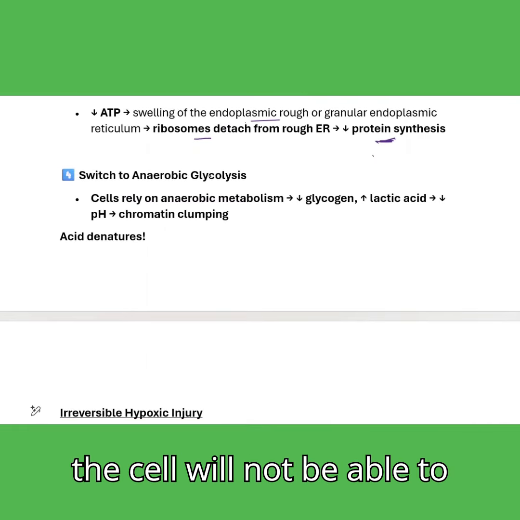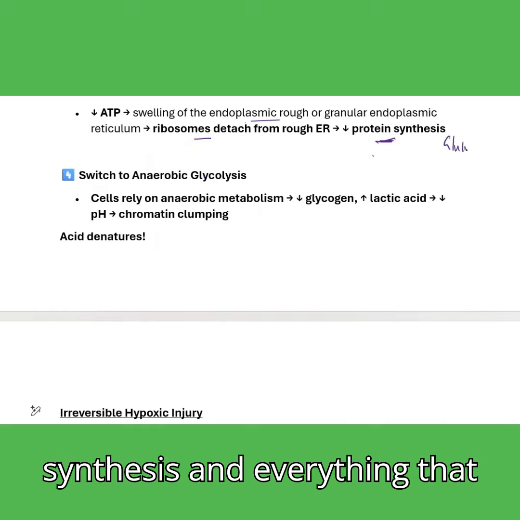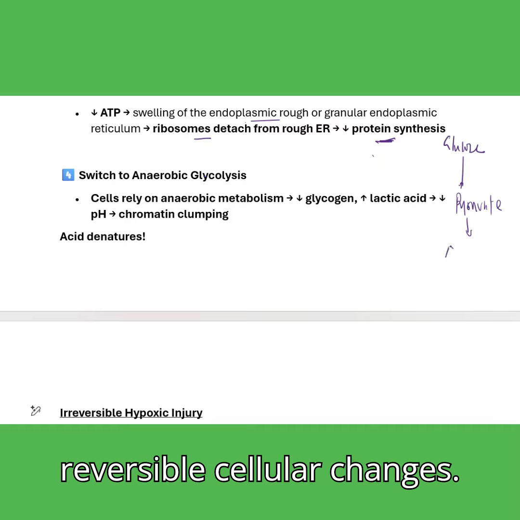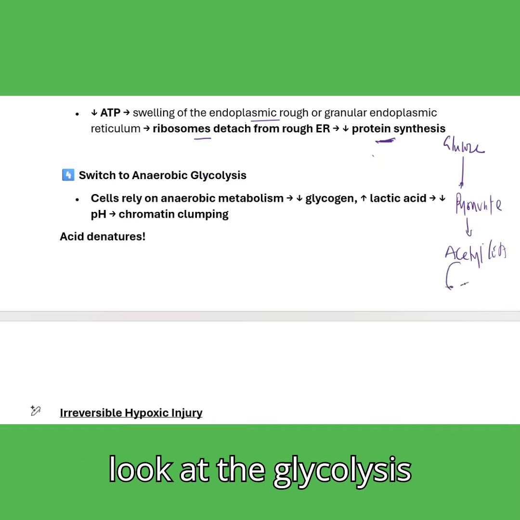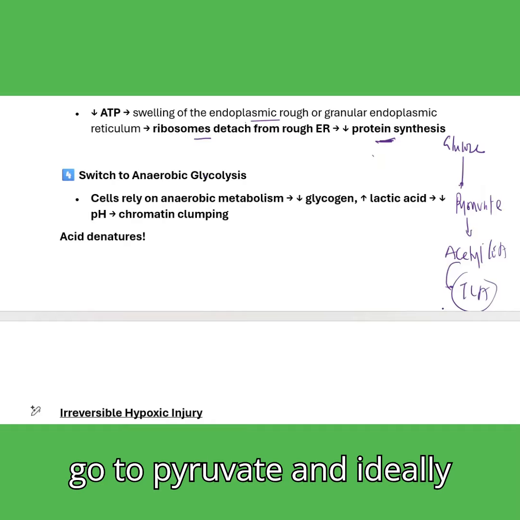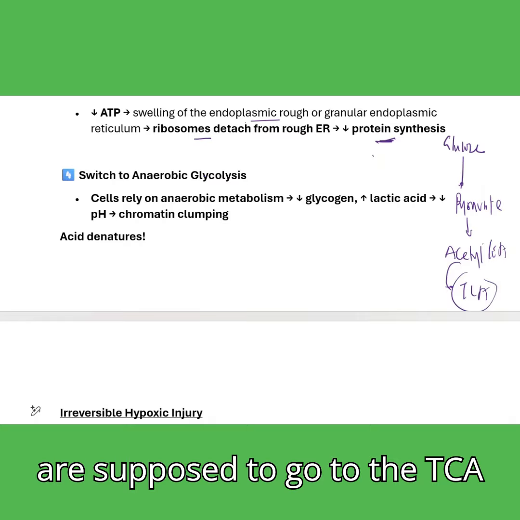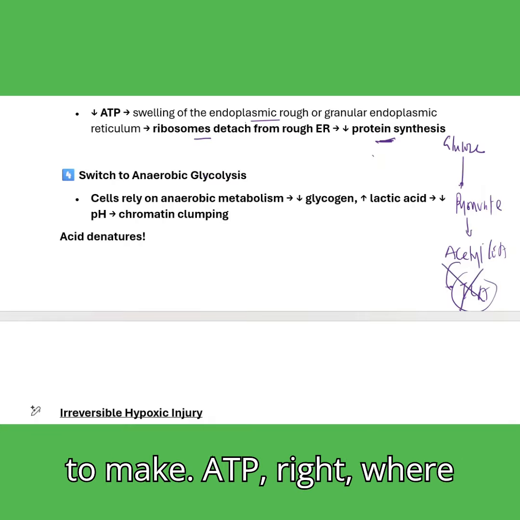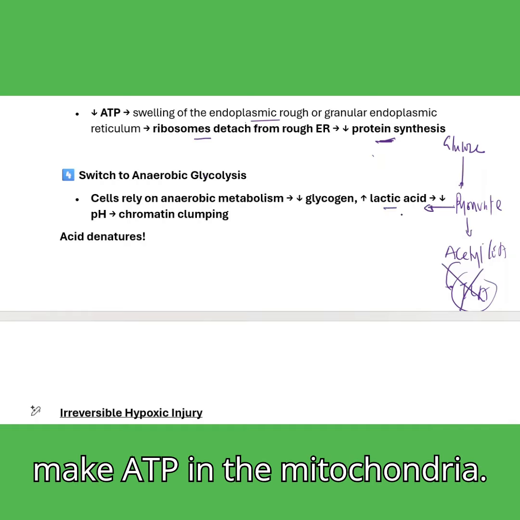And then lastly, if there is no oxygen, if you look at the glycolysis pathway, you go from glucose to pyruvate. And ideally, your pyruvate will be converted to acetyl CoA. On a normal day, this acetyl CoA is supposed to go to the TCA cycle, whereby we can use it to make ATP, energy, in the mitochondria. So if you don't have enough oxygen, then this is not going to be possible. So one of the fates of the pyruvate is that it will be shunted to production of what? Lactic acid.